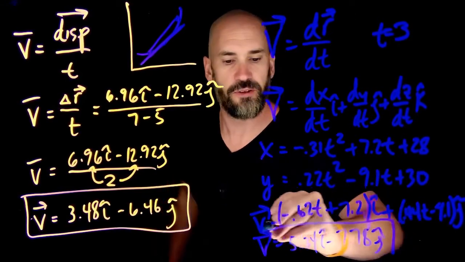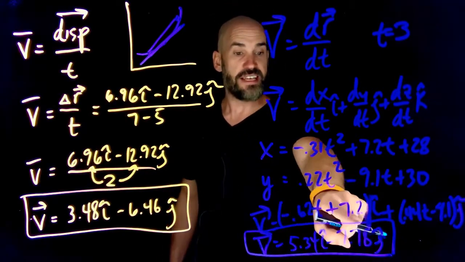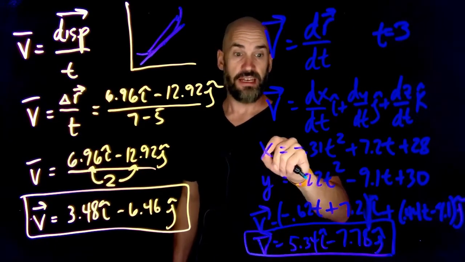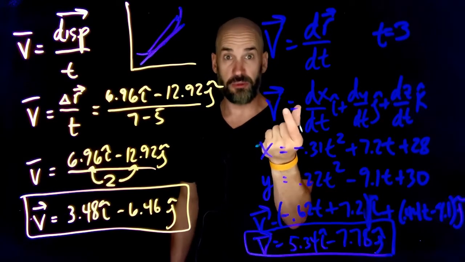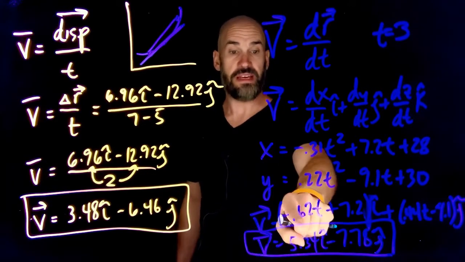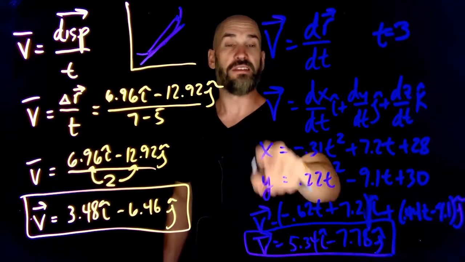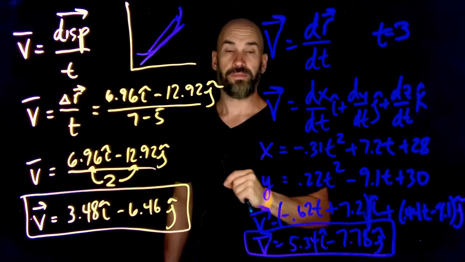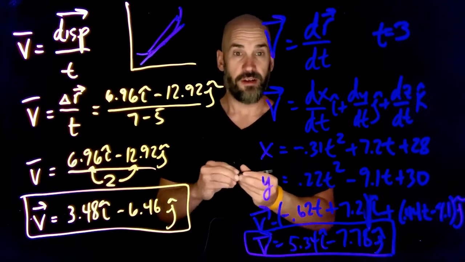As always, feel free to check me. But this means at t equals 3 seconds, that's the velocity vector. From this, we can find out how fast you're actually moving, the speed, the magnitude of velocity, simply by using the Pythagorean theorem: this squared plus this squared, square root. And we can also find the direction you're moving by taking the inverse tan of this over that.